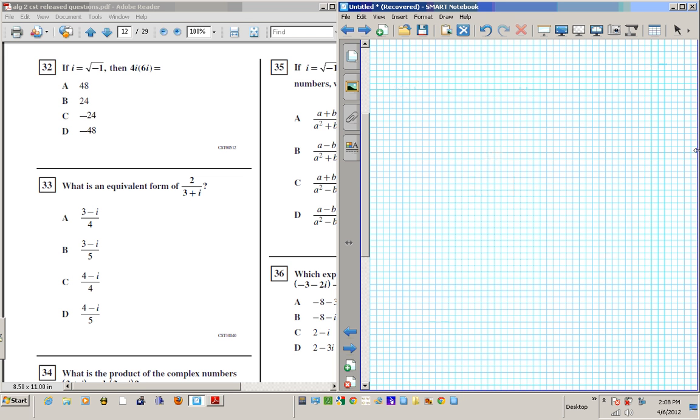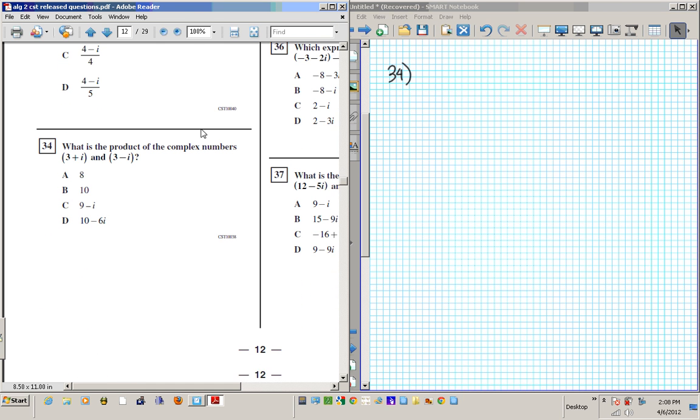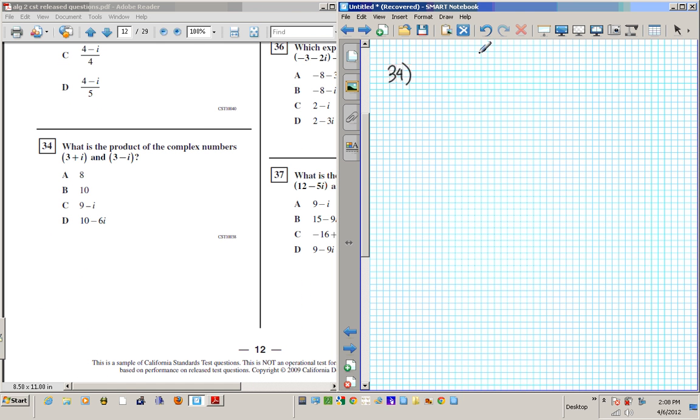Okay, let's move on to question 34. Question 34 says, what is the product of 3 plus i and 3 minus i? So this is just like distributing binomials, like a foiling, right? So all you just do is distribute first, outer, inner, last. And remember that i squared is negative 1, okay?